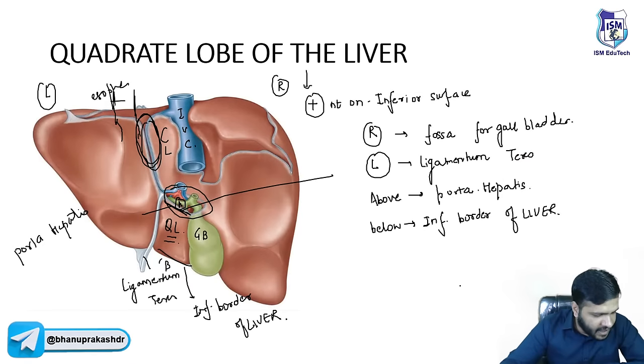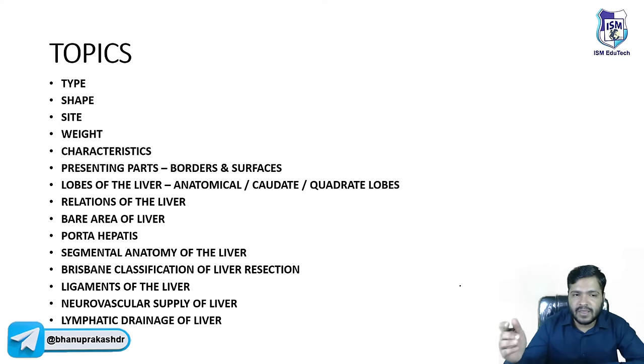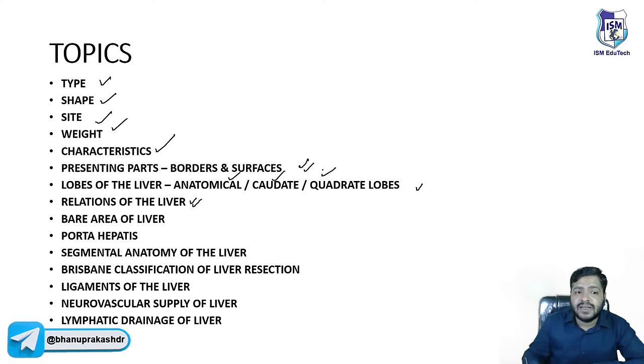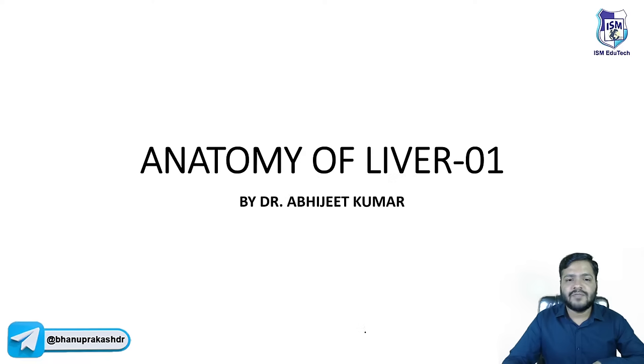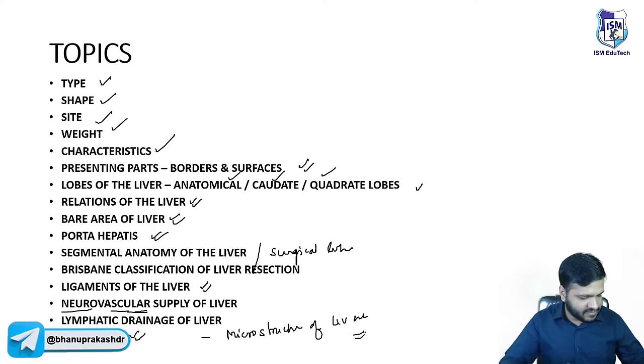So today we have discussed the type, the shape, size, weight, characteristics, presenting parts, all the borders, all the surfaces, all the relations, all the lobes, anatomical, caudate, and quadrate, even the surgical lobes of the liver in the segmental anatomy. The bare area of the liver, the non-peritoneal area, the porta hepatis, bile duct, artery, vein, ligaments of the liver, true and false ligaments, the neurovascular supply, the nerves, arteries, and veins, and ultimately the lymphatic drainage along with the microstructure of the liver, the Glisson's capsule, and the serous coat. I hope today's topic is clear to everyone. So we are over with the anatomy of the liver.